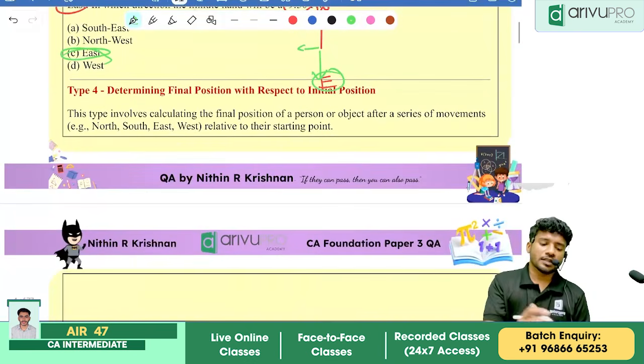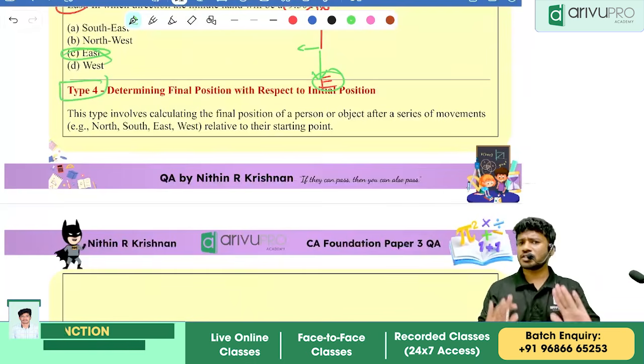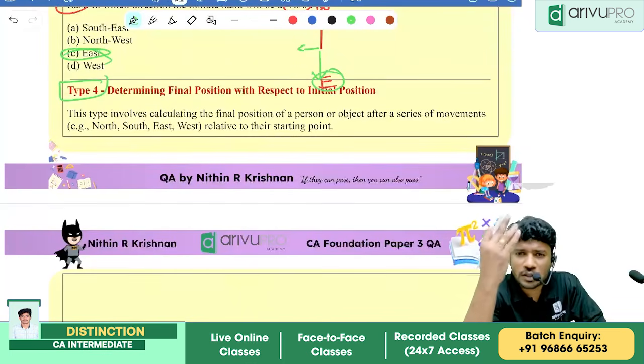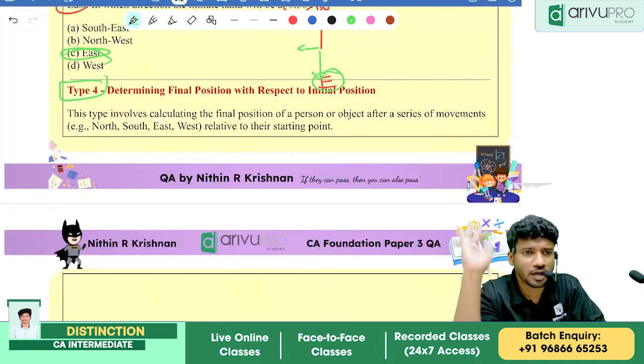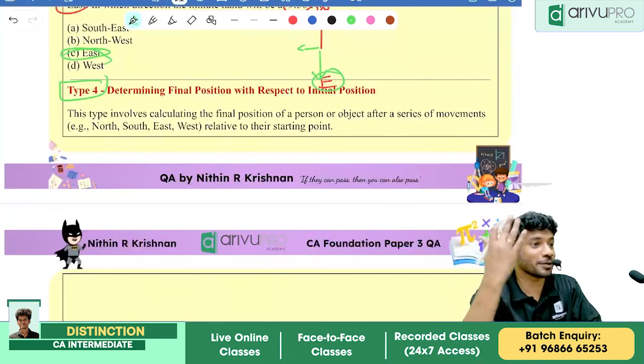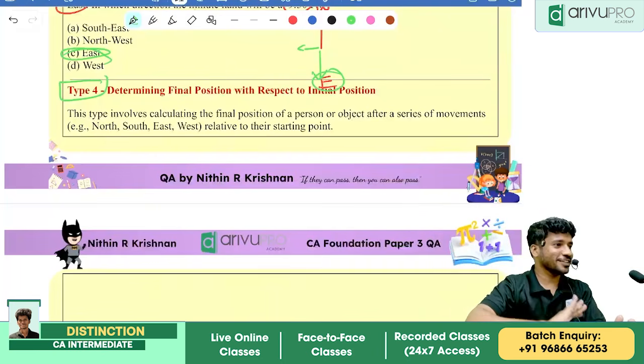Now, the type 4. I think after type 4, we will have 2 more types. This chapter will get over and you will get questions like this. No other type of questions will be there. Pakka, you will get the marks, until you study. Studying is up to you, completely your choice. You can either take it or you can leave it.